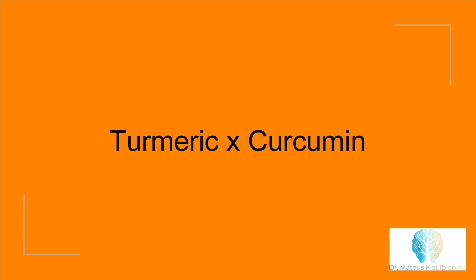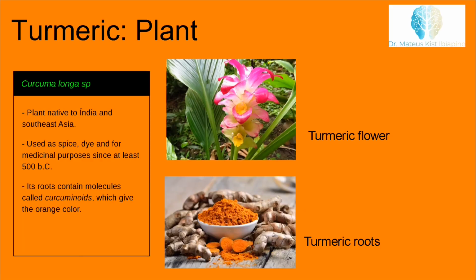Our first topic will be to talk a little bit about turmeric and curcumin. Well, turmeric is a plant. Its scientific name is Curcuma longa. It's a plant native to India and Southeast Asia. It's been used as a spice, as a dye, and for medicinal purposes since at least 500 BC. There is some debatable records of even older use, but it's reasonably established since 500 before Christ.